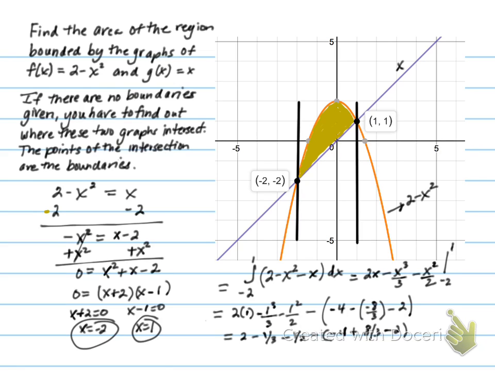All right, so I'm going to actually take this to the side, and I'm going to find the answer. So the answer is 9/2. So that is the area between x equals -2, x equals 1, y equals 2 minus x squared, and y equals x.